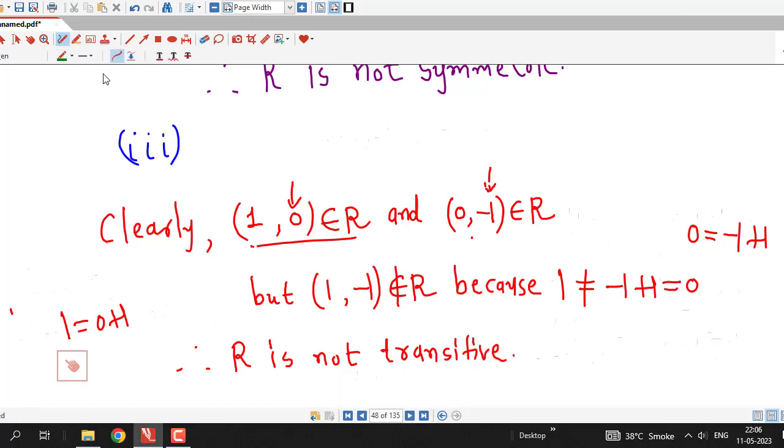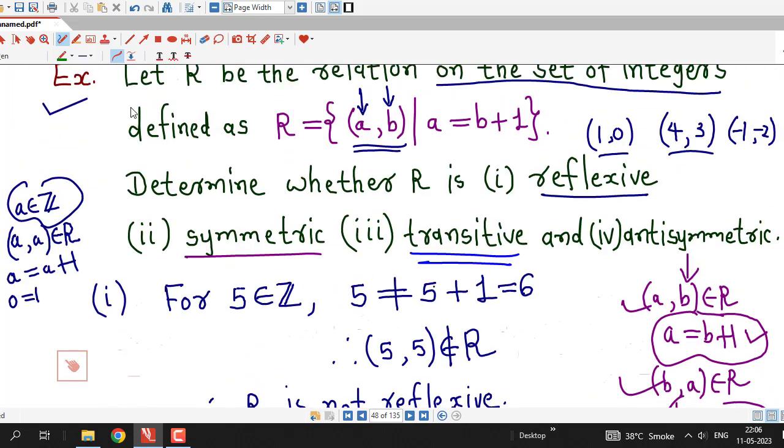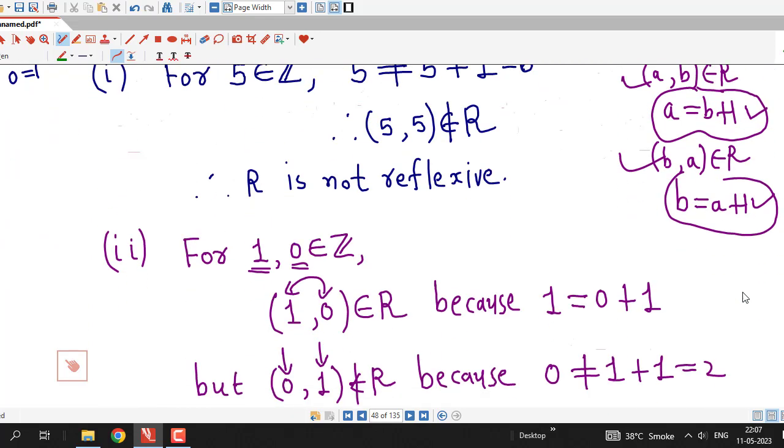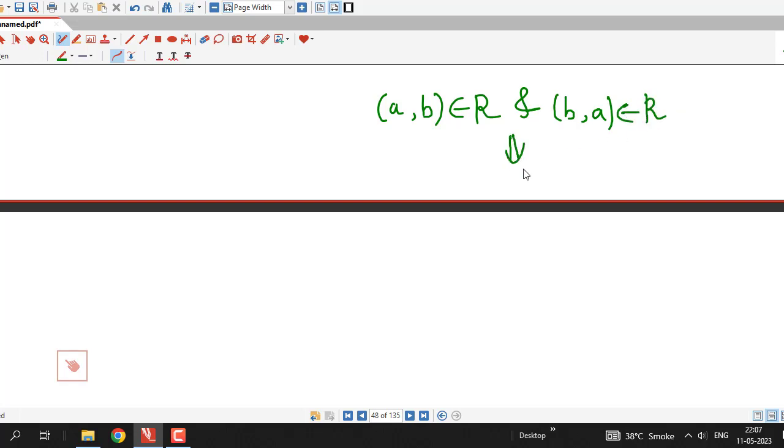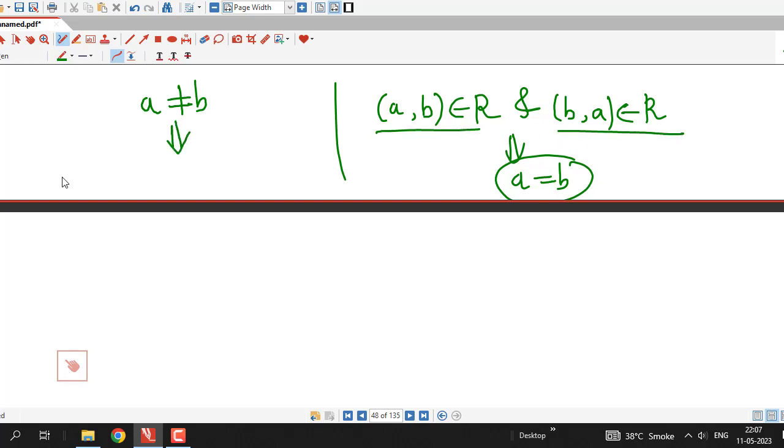Now the next property is antisymmetry. We have to check whether the given relation is antisymmetric or not. So we just recall the definition of antisymmetry. The definition says that whenever (A, B) belongs to R and (B, A) belongs to R, then we must have A equal to B. In other words, if A and B are distinct elements, then these both are not possible. If A and B are different, then either (A, B) belongs to R or (B, A) belongs to R.